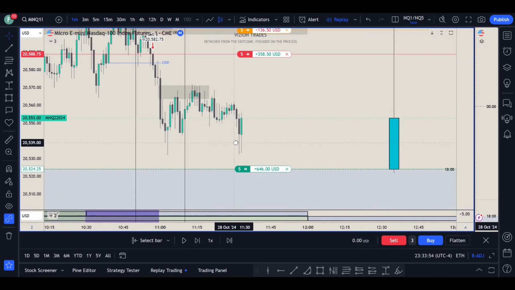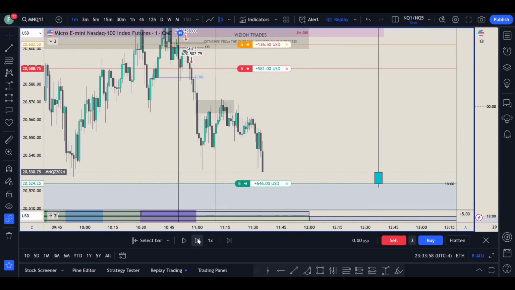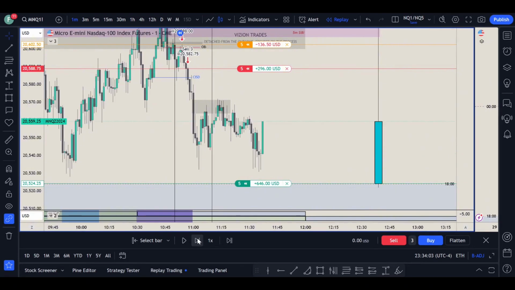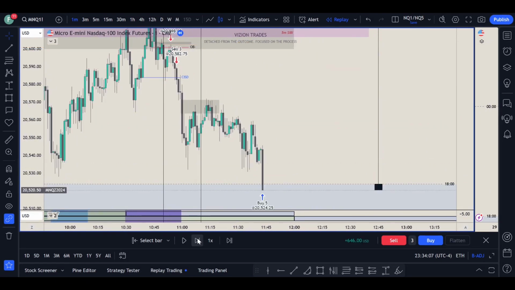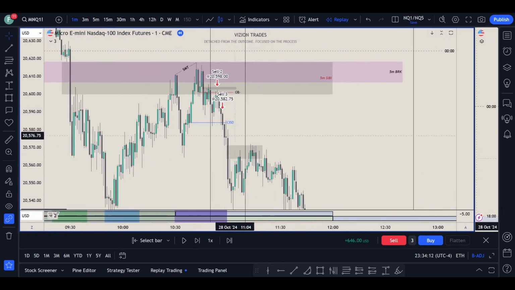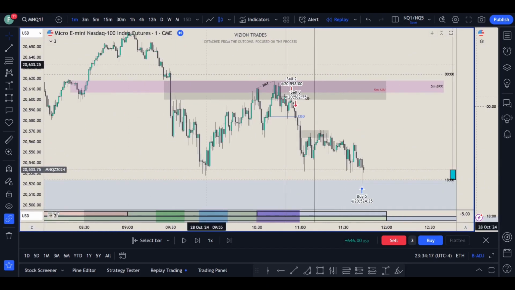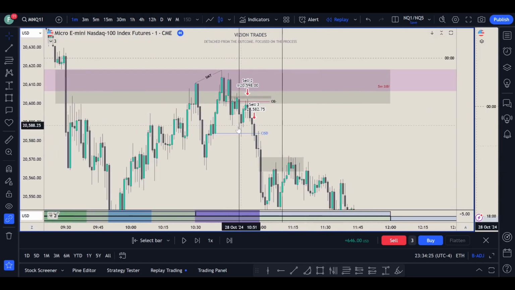You can see price is slowly starting to creep towards the TP. So we'll wait and see. And I think we got it here. No. There you go. So that was the trade. That was probably the best trade you could have taken, looking with the benefit of hindsight yesterday. So yeah, that was the trade.